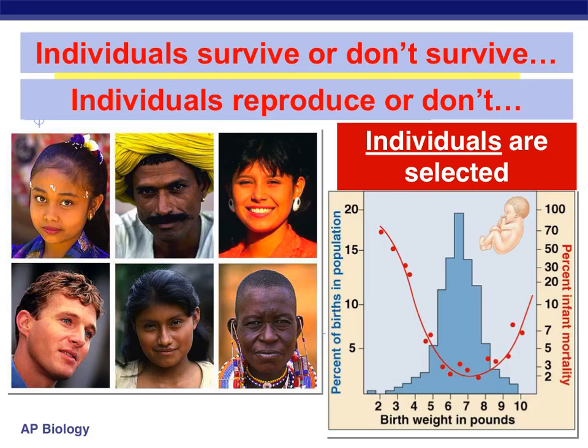Okay, so again, this slide is just to emphasize the fact that individuals are selected. Either an individual survives or an individual does not survive. Either an individual reproduces or it does not reproduce. That's pretty much it when it comes to individual organisms within a species. They do not evolve. The individuals themselves do not evolve.